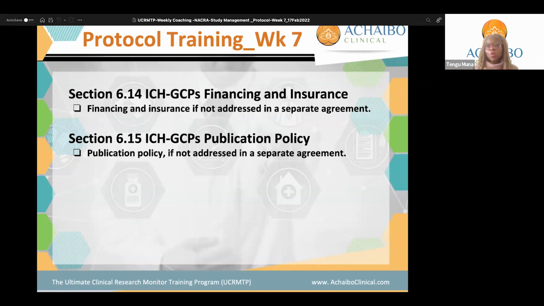Indemnification insurance. Who is it, the sponsor that's carrying it, or is it us that pays for it? And that varies per country. Of course, publication policy, it's normal in clinical trials. Anything that has to be published, we have to inform the pharmaceutical company. And typically it's the PIs who publish it.